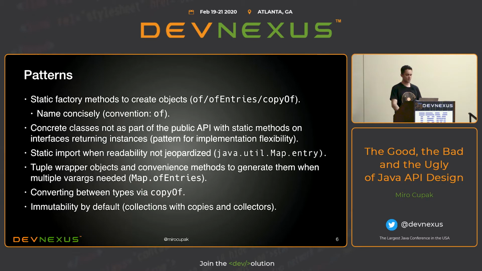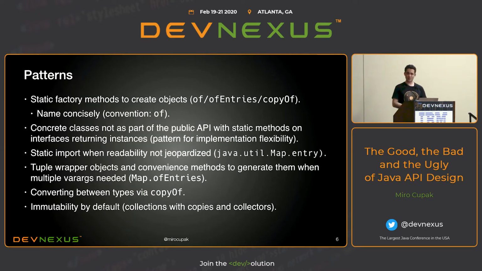Remember the situation where we had immutable implementations of collections, but the concrete classes were not a part of the public API, and the only way to obtain them was through static methods on the interfaces returning their instances. This is a very nice design pattern that enables the implementation to change in the future. Don't be afraid of static imports. It's a good practice to perform them, provided they don't reduce readability, as was the case of map entry. And note the trick that we used with map of entries, right? We needed multiple varargs, which is not possible, so we used the wrapper object, map entry, and created a convenience method to generate it, which was also called entry.